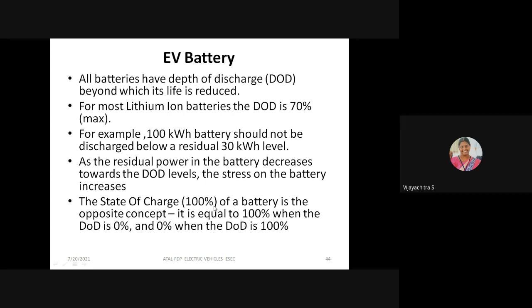The state of charge of 100% is the opposite concept. Suppose the SOC is equal to 100% when the DOD is 0%, and it is equal to 0% when the DOD is 100%. This is about the state of charge: SOC is just the inverse of the DOD. So if the DOD is 100%, then the state of charge will be 0%. When the DOD is 0%, then the state of charge is 100%. So we have to mention both SOC as well as DOD for every electric vehicle battery.